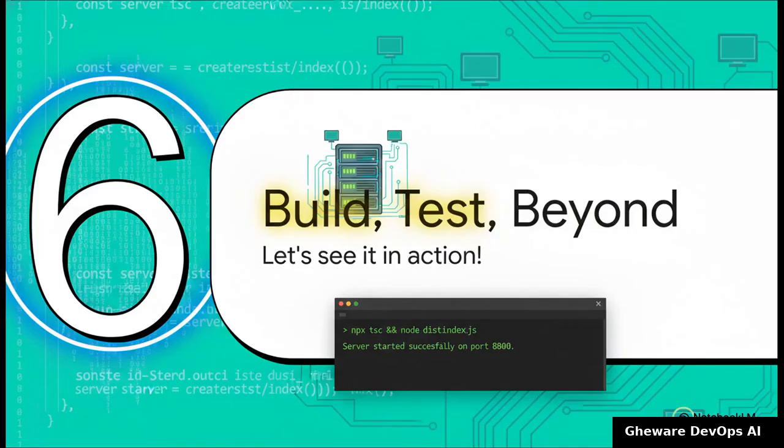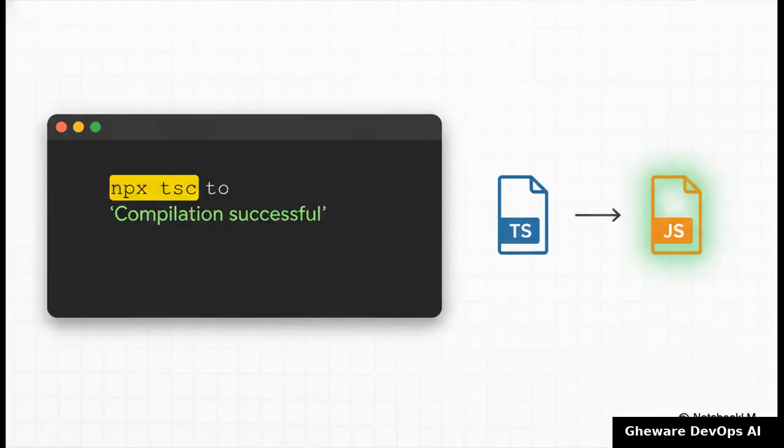The code is written for our tool and our resource. This is the moment we've been waiting for. Let's build this thing, test it, and see it in action. First step, back to the terminal. We just need to run npx tsc. This command will transpile our beautiful TypeScript into plain old JavaScript that Node.js can understand. It'll all end up in a dist folder.